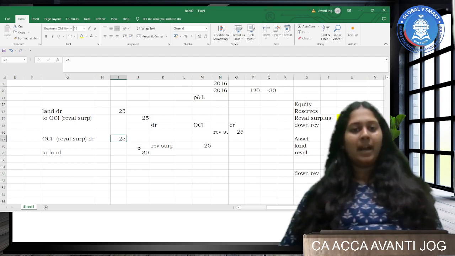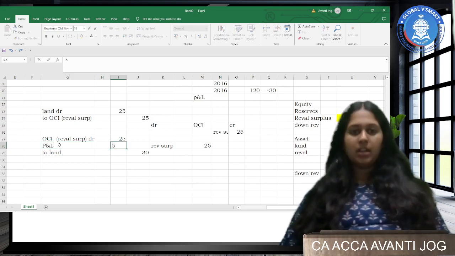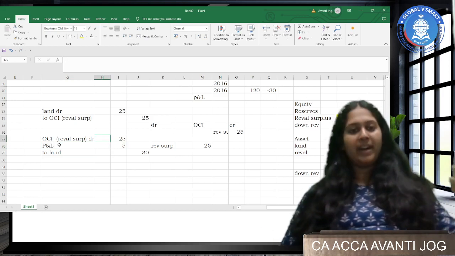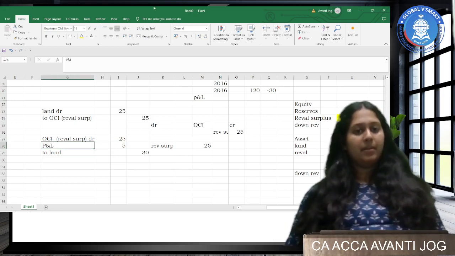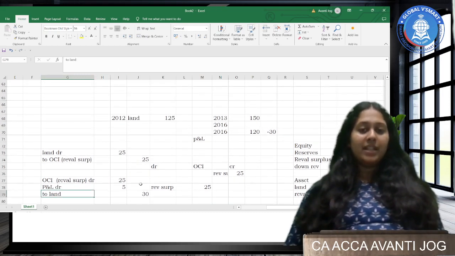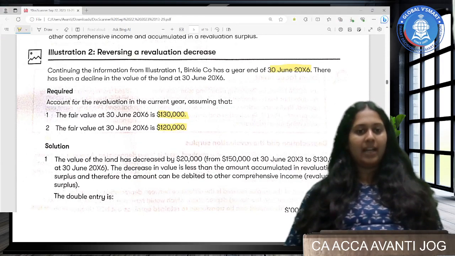But then this entry does not match. Where will we take the remaining 5 from? The remaining 5 I'll take from P&L. So my entry goes: full revaluation I have used, so debit 25, P&L debit 5, and land 30,000. Okay? Now, if this is clear, there is one more step, which is not given in this question. I'm taking one more step.